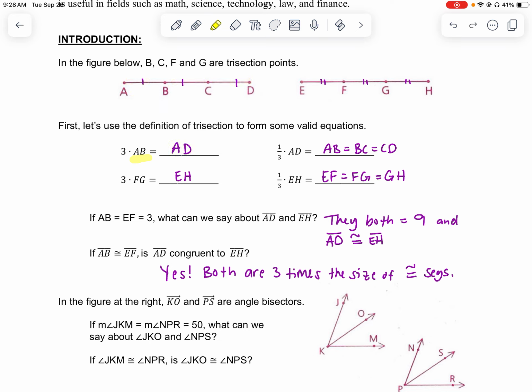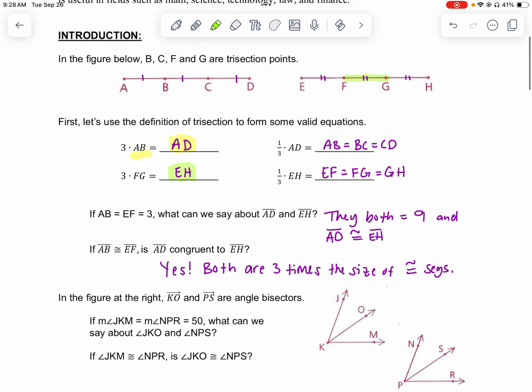On the other side, that also will work for segment FG. 3 times segment FG, that is one of the three congruent pieces of segment EH, will equal the length of the full segment. That is multiplying one part to equal the length of the whole thing, since we know it has been divided into three equal parts. This wouldn't work if we didn't know we had trisection points. On the other side, we can reverse this.